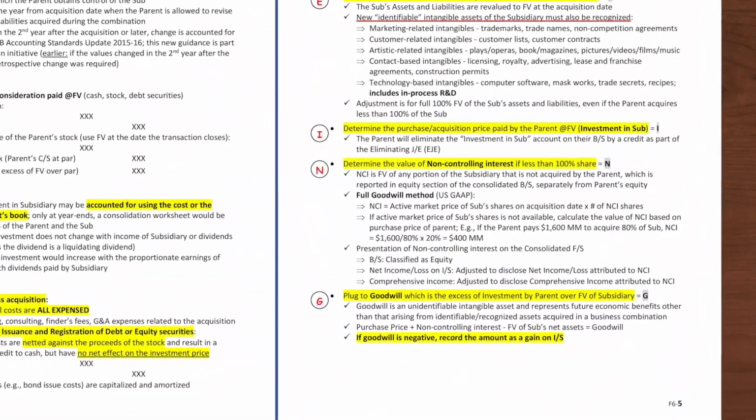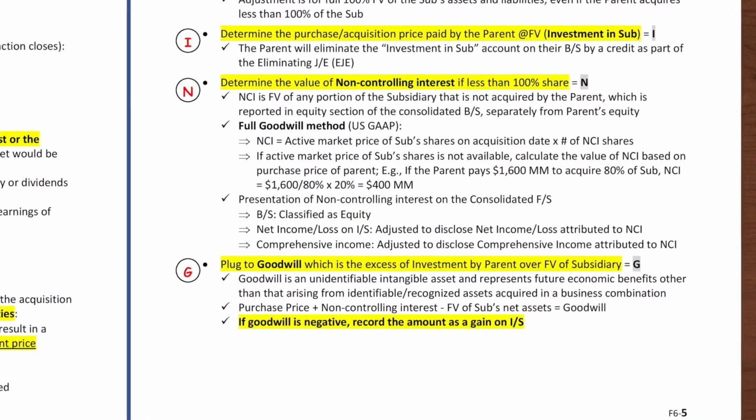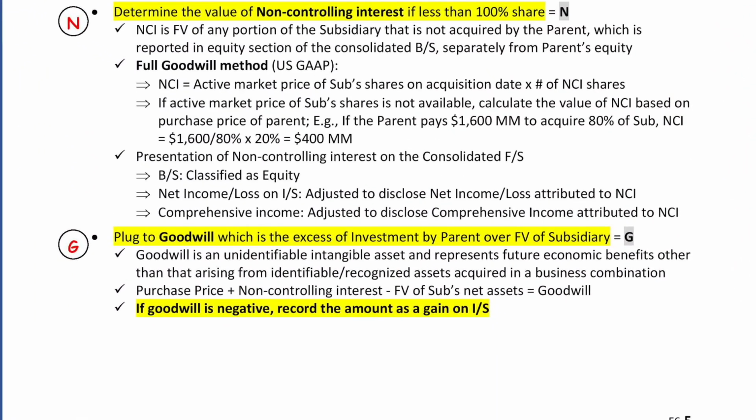Turn back to page 5 and let's look at the NCI, non-controlling interest, carrying. Highlight full goodwill method, US GAAP. Now in this case, highlight non-controlling interest equals active market price of the subs shares on acquisition date into the number of non-controlling interest shares. And then highlight if active market price of the subs share is not available, calculate the value of the non-controlling interest based on the purchase price of the parent.